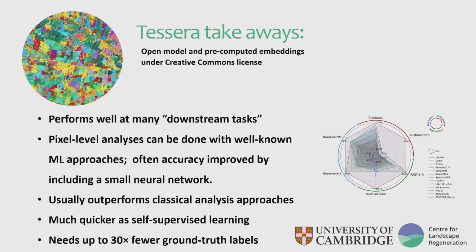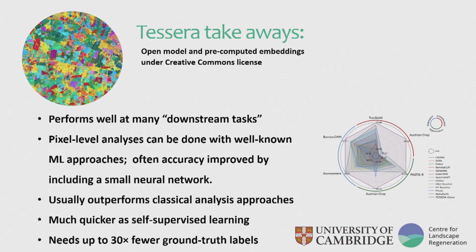Okay, so the Tessera takeaways. This is an open model, with pre-computed embeddings under a Creative Commons license, so you can play with it as you like, and we really hope people will play with it. It performs well for many downstream tasks. This little figure on the right shows many more downstream tasks than I've been able to present today. It's a pixel-level analysis and can be done with well-known machine learning techniques.